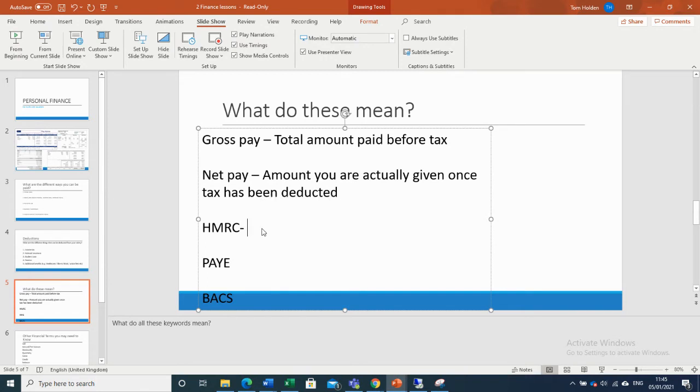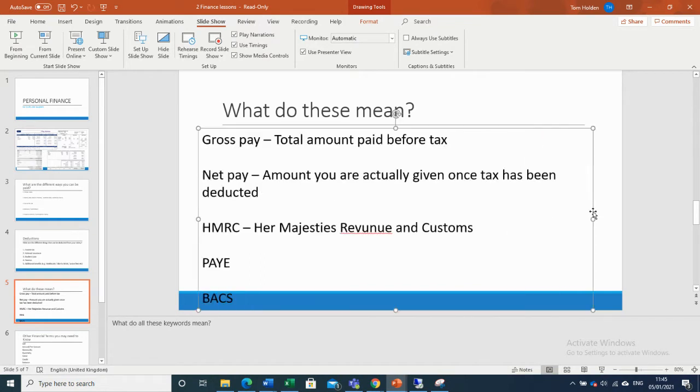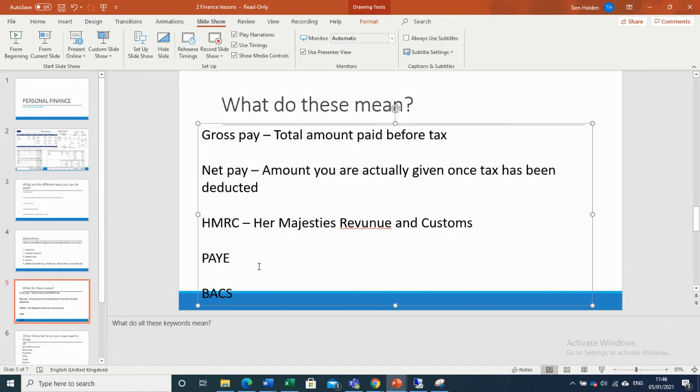Okay, this one isn't necessarily going to be on your payslip, but you need to know it for the next thing. So HMRC stands for Her Majesty's Revenue and Customs, and this is the government's department that deals with anything to do with taxes and pay, etc. Okay, so you pay all your taxes to Her Majesty's Revenue and Customs.